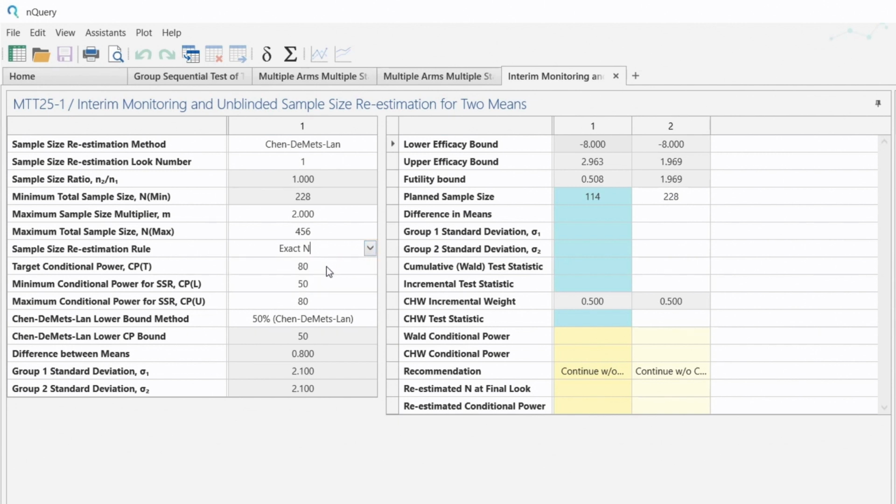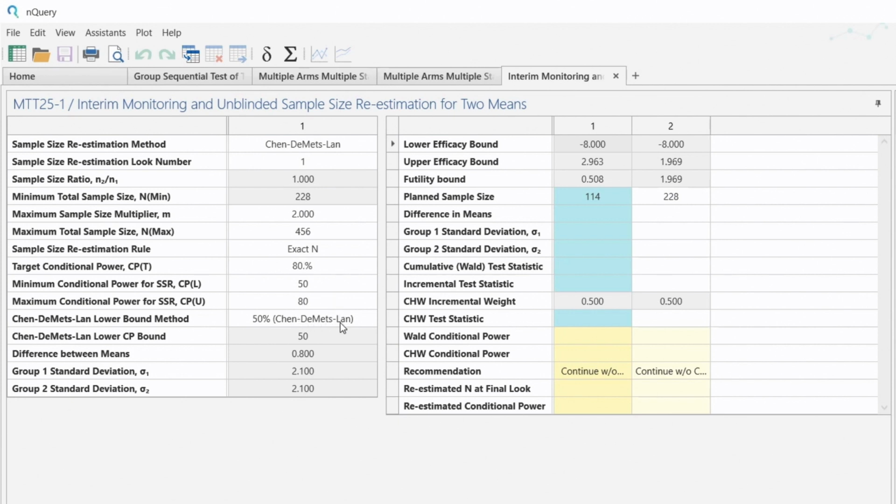We can then set what that target conditional power is in this row. And then we set the bounds for when we want a sample size re-estimation to occur. For reference, the conditional power is the probability at an interim analysis that we would have a significant result by the end of the study.